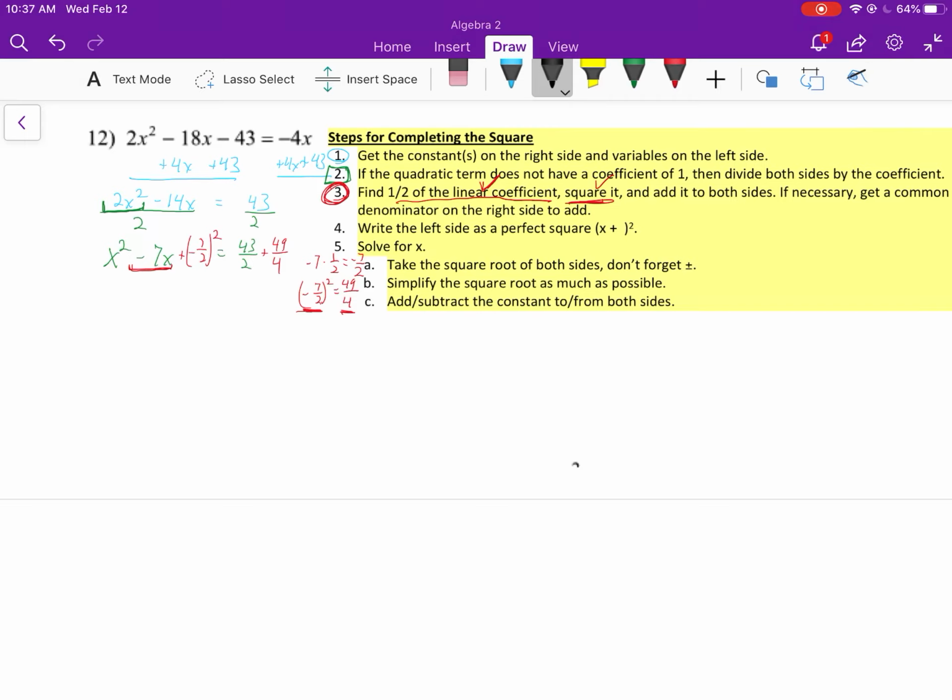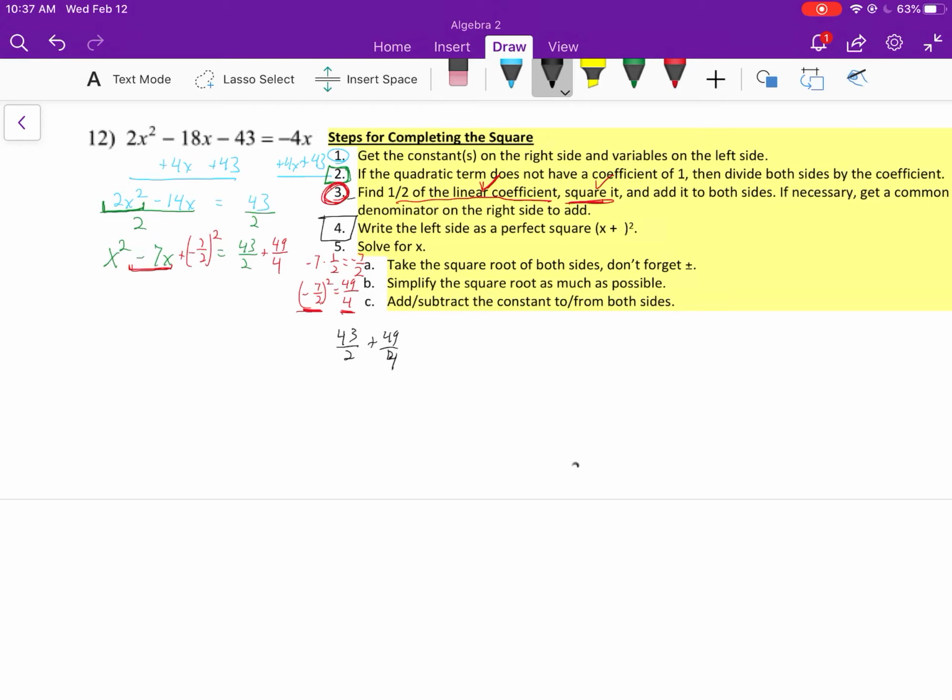We'll go ahead and do this in black. To start with, I'm going to go ahead and add these: 43 halves and 49 fourths. Again, if you need to come to the side, go right ahead. So we're adding these. This is actually still part of step 3.